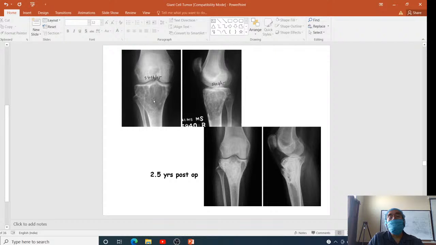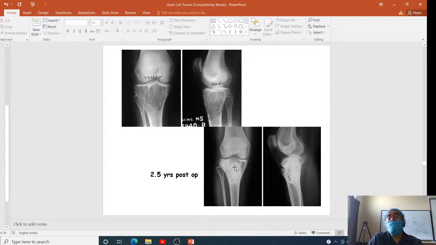Here is another clinical case. I just want to show you what all we did. This is the lady I was telling you about. The patient had a GCT in the lateral condyle. The whole condyle is involved, but the lateral side more. We scooped out the whole thing and filled it up with bone graft.